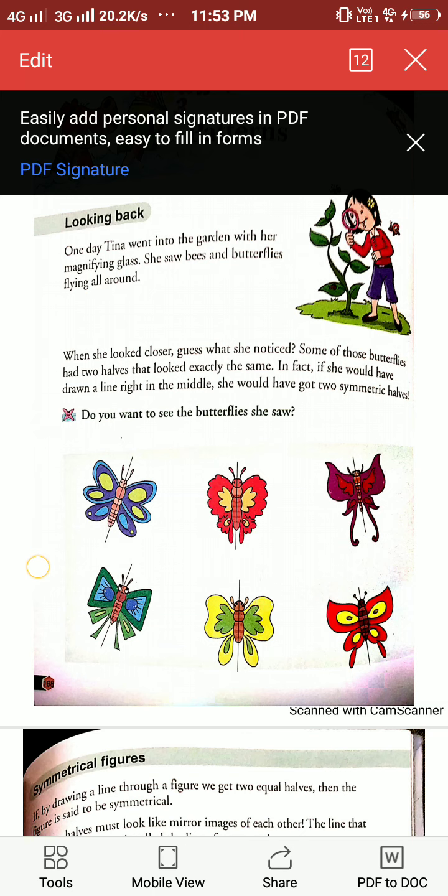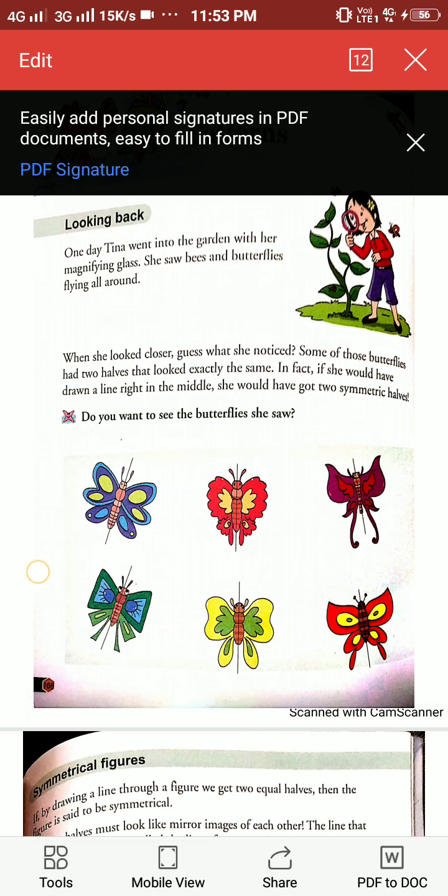When she looked closer, guess what she noticed? Have you observed any butterfly? Have you noticed anything? Tina noticed that some of those butterflies had two halves. Two halves means if we divide anything into two parts, that means two halves. And they looked exactly the same.